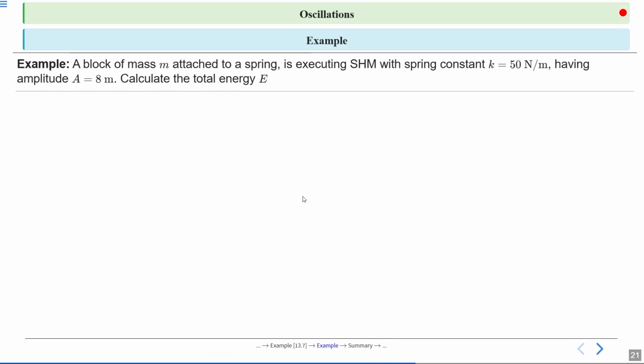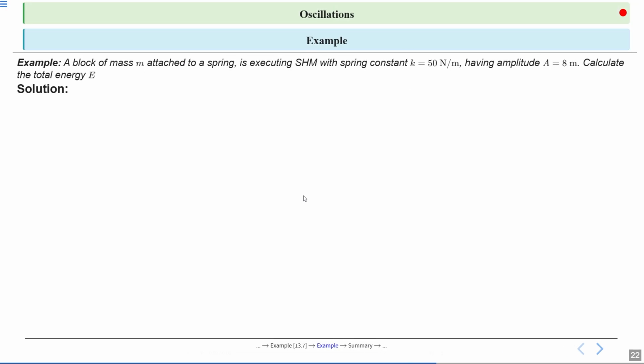So let's see one more example. A block of mass m attached to a spring is executing simple harmonic motion with spring constant k equal to 50 Newton per meter, having amplitude A equal to 8 meter. Calculate the total energy E. Let's see the solution.